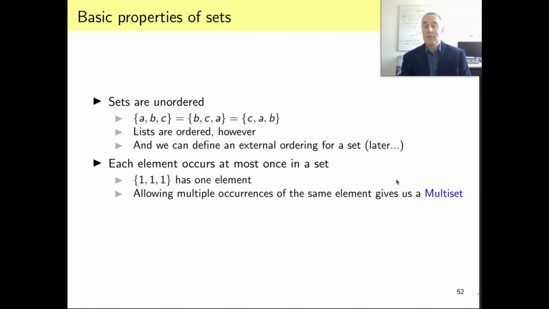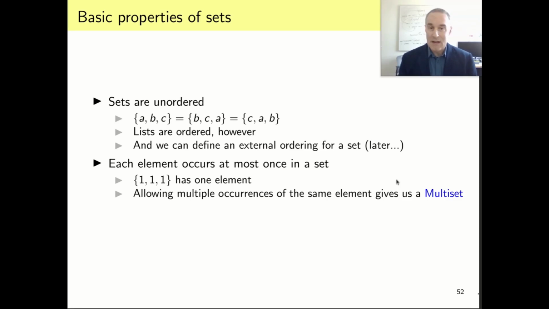Right, let's look at some other basic properties of sets. So sets are unordered. Unlike lists in Python, for example, sets do not have a defined order. So the set ABC is the same as the set BCA or CAB and so on. We can, of course, define an external ordering. We could define a program or a specification that would put elements of a set into a given order, but that's not what we're doing in creating a set per se, right? The sets do not have an order.